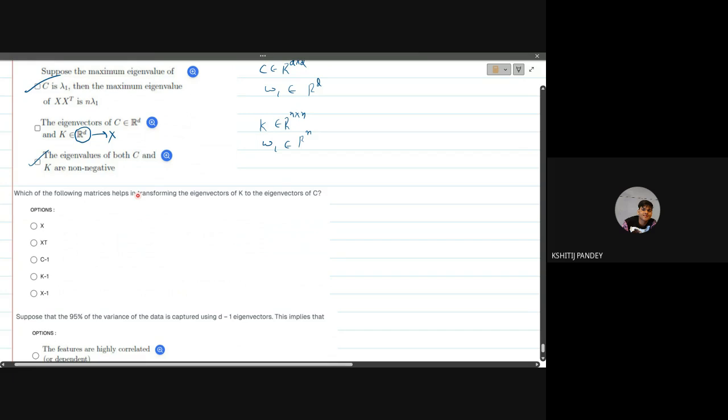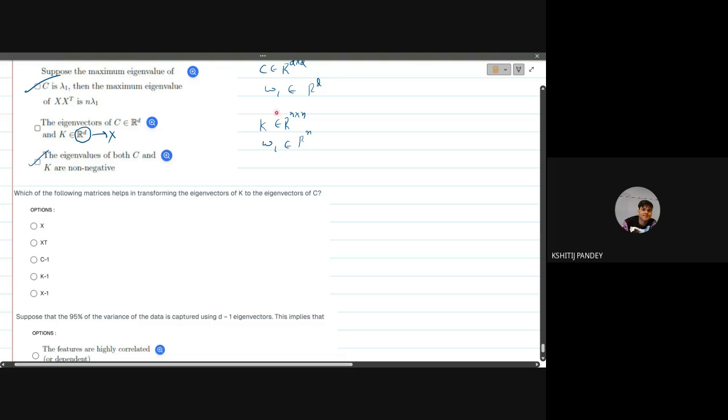Which of the following matrices helps in transforming eigenvectors of K to eigenvectors of C? So is it X? Is it X transpose? Is it C inverse, K inverse, X inverse? Yes, C inverse, K inverse, X inverse.